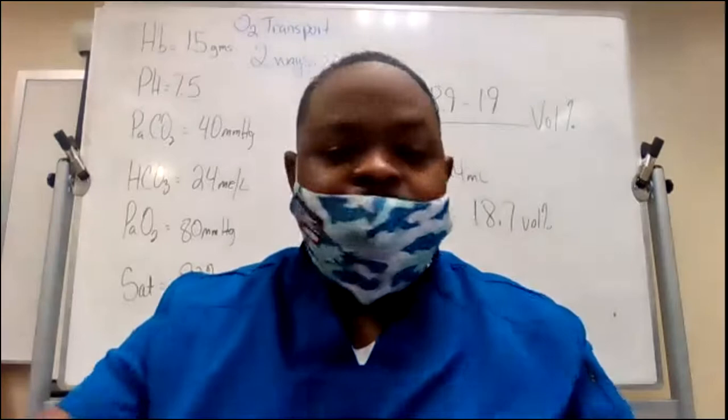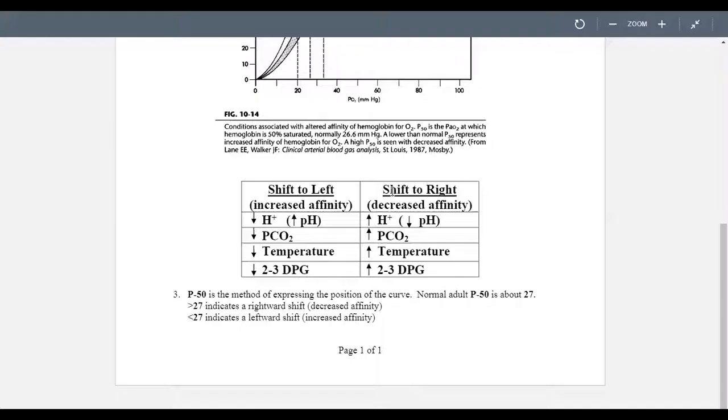So when we think of that analogy, look at this curve again. A shift to the right has a decreased affinity for oxygen. She doesn't like oxygen anymore because who came around?